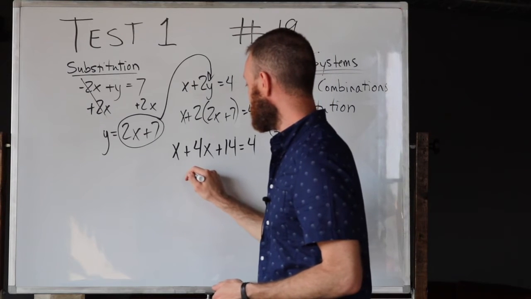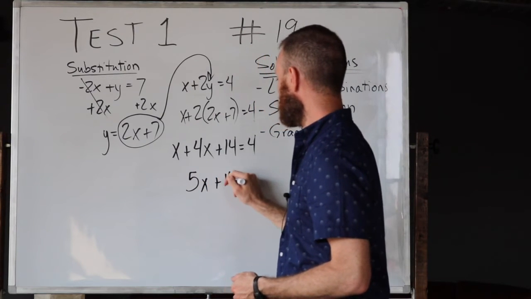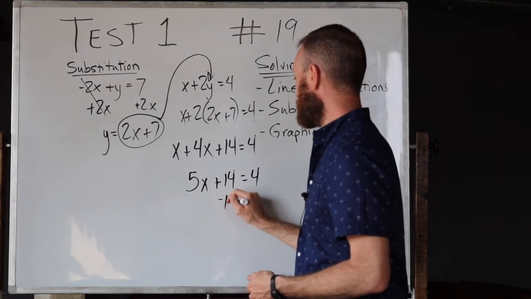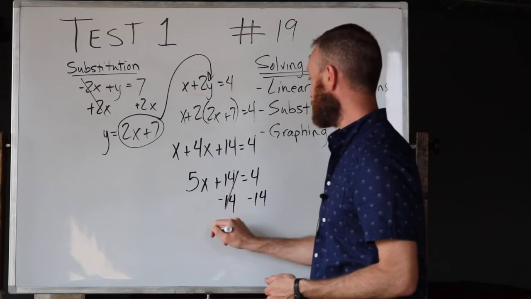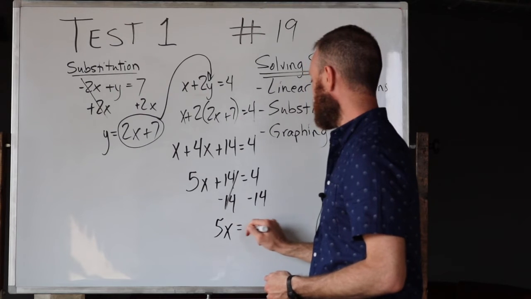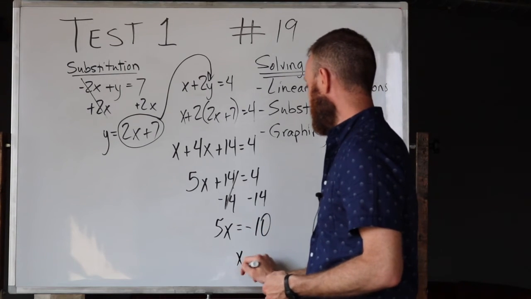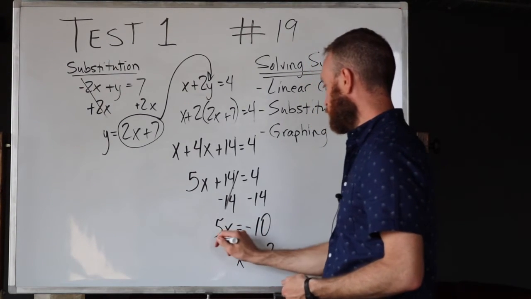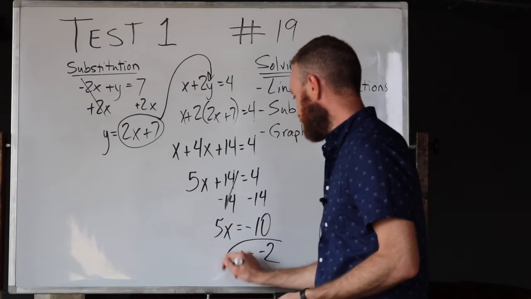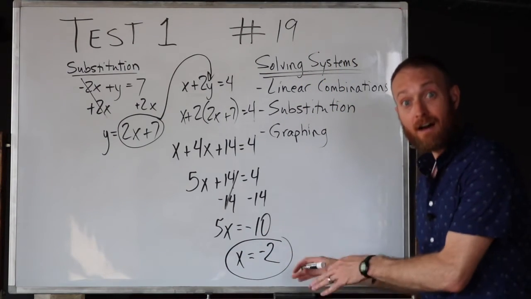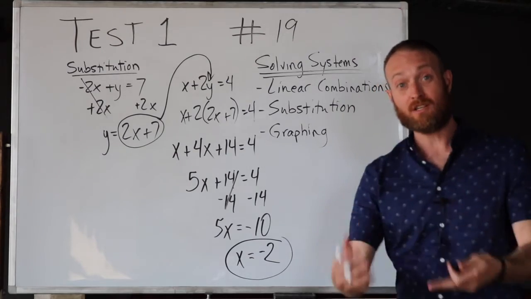Now we simplify, combine like terms. x and 4x is 5x, plus 14 equals 4. Subtract 14 from both sides, basic algebra. 5x equals negative 10. x equals negative 2 when we divide both sides by 5. Now, that's not our final answer. That's just the x coordinate.